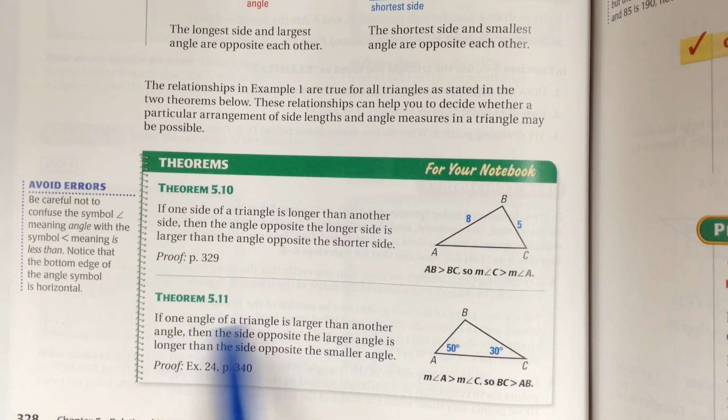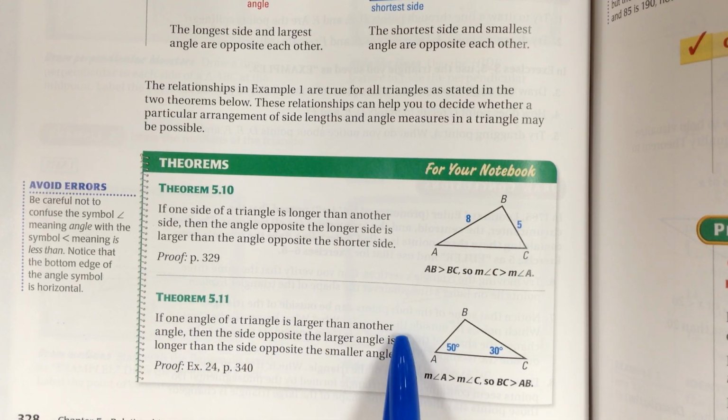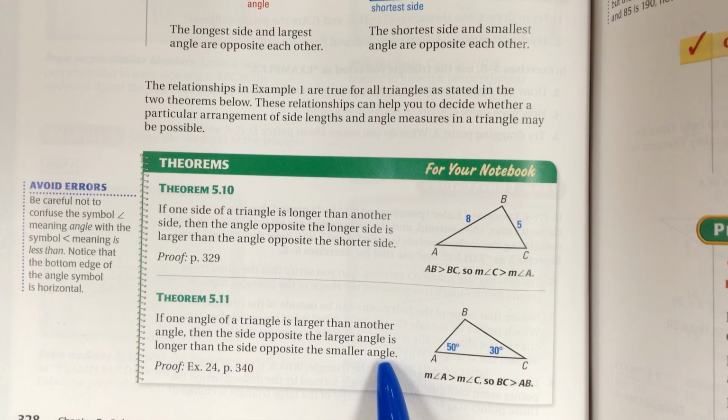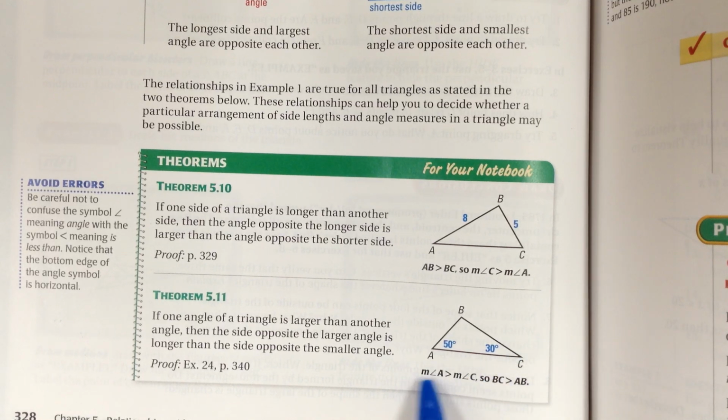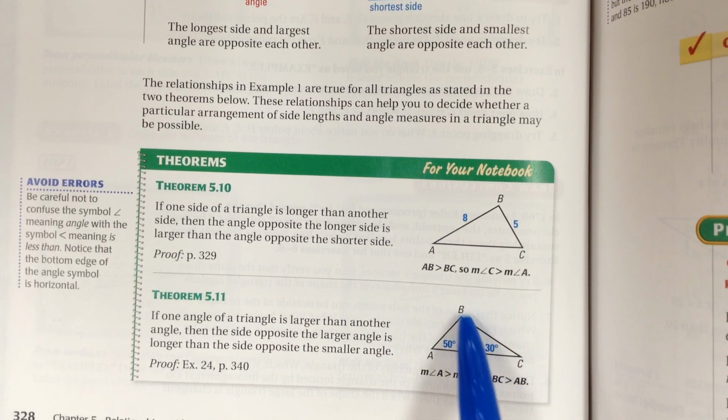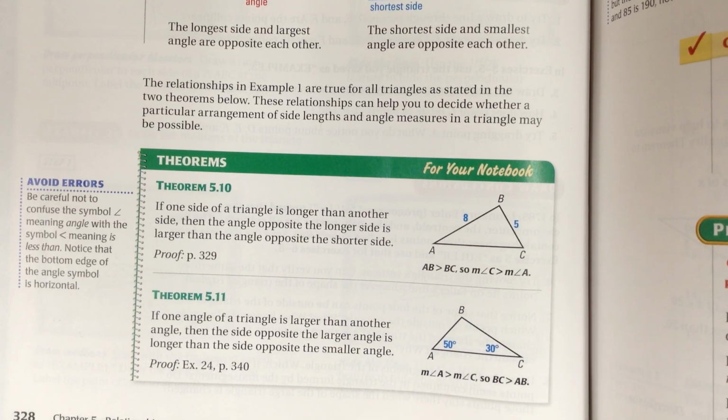And here's the converse. If one angle of a triangle is larger than another angle, then the side opposite the larger angle is longer than the side opposite the smaller angle. So over here, the measure of angle A is greater than the measure of angle C. That means the length BC is going to be greater than AB.